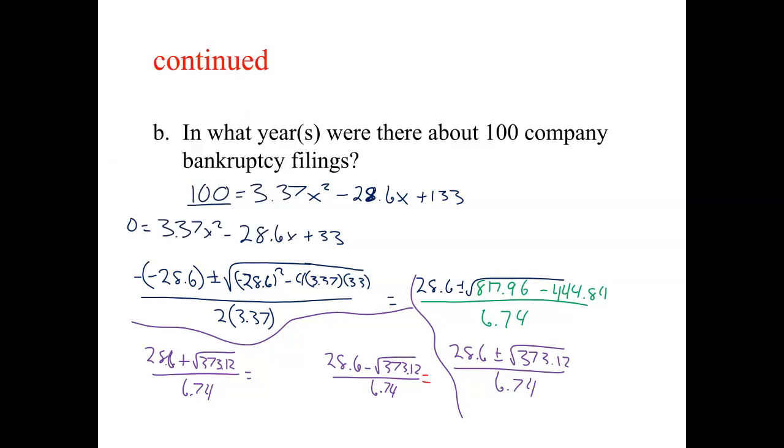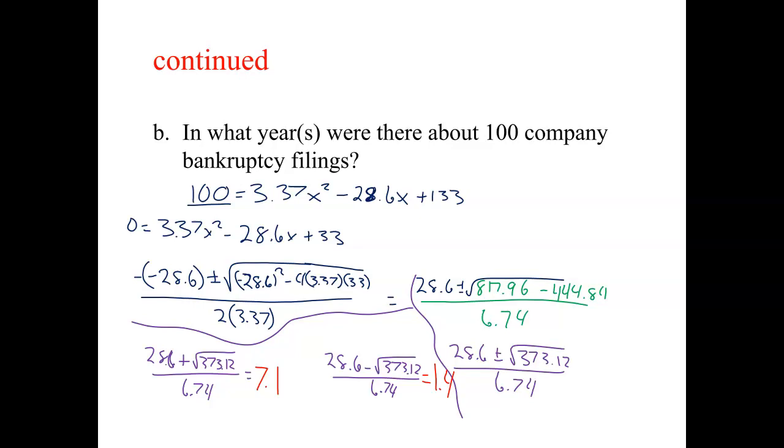So when we add, and subtract. Is that like a perfect square root? No. That's why I said round. Plug it in your calculator. The square root of 373.12 and add it to 28.6 and subtract it from 28.6.